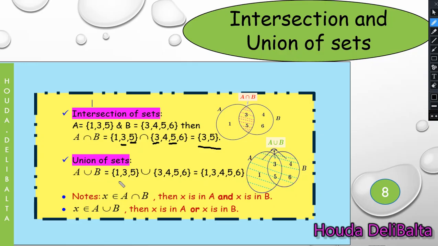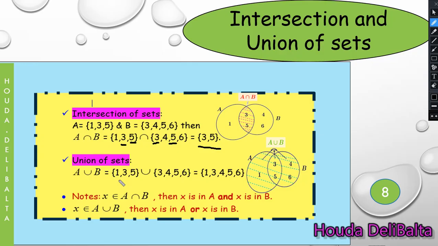Now the union of sets. The union means everything in the two sets, all the elements in the two sets without repeating the common elements. As you see here, the union between the set A, which includes 1, 3, and 5, and set B, including 3, 4, 5, and 6, collects all the elements in both the sets without repeating the common ones.